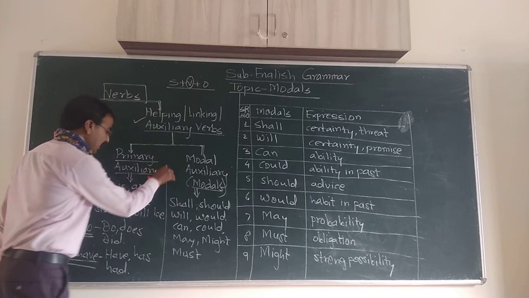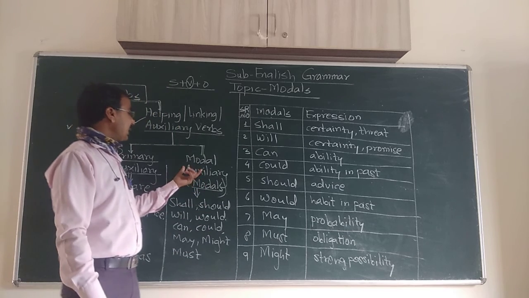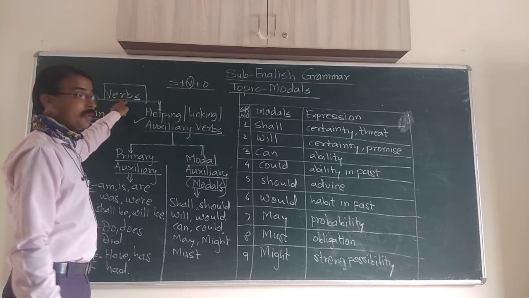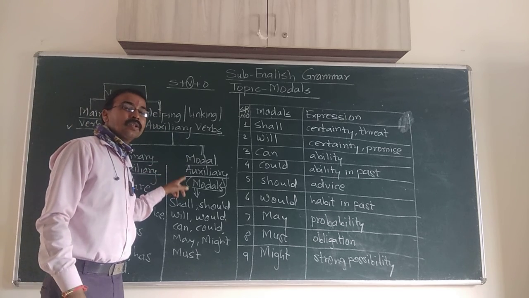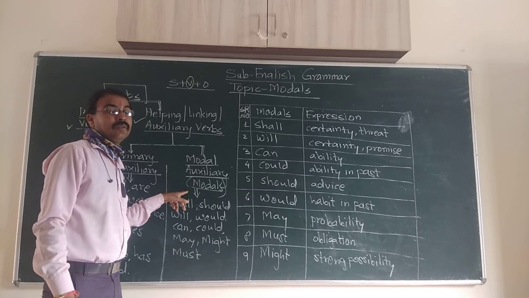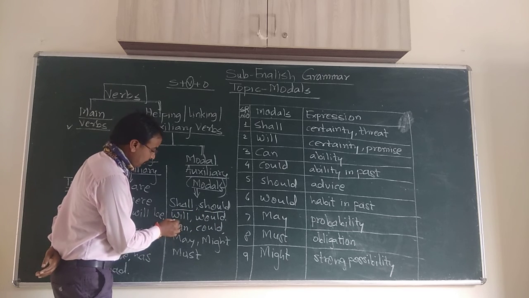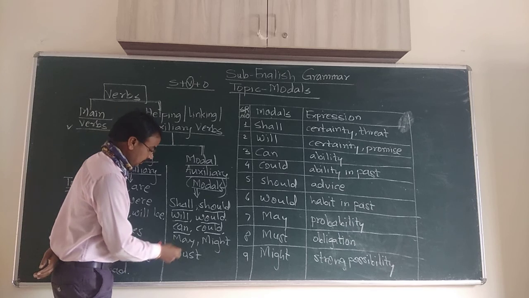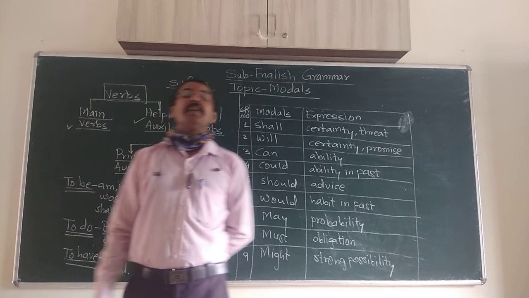The second thing, the major part of today's lecture, is modals. Modals are also called modal auxiliaries. They are part of the verb, part of the helping verb, and they are called modal auxiliaries or shortly modals. Which modals are there? Shall, should, will, would, can, could, may, might, and must. These are the main modals.